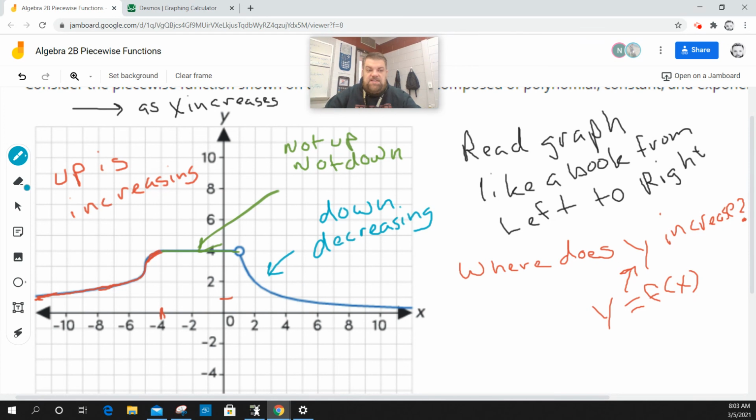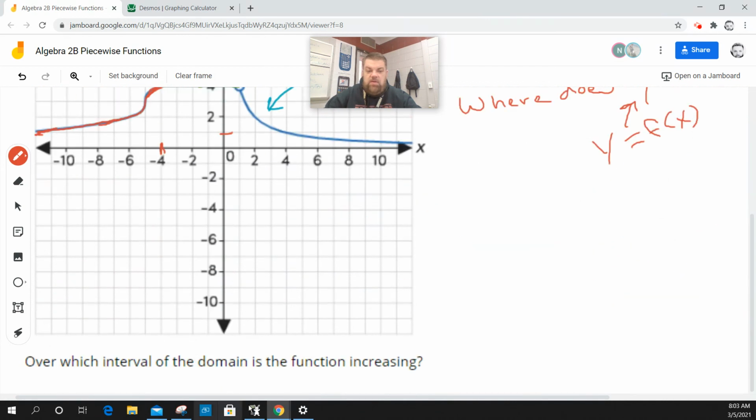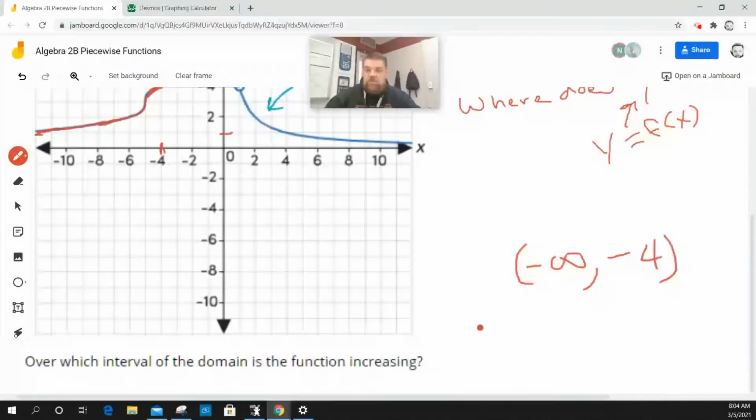So then what's the answer? Well, it's the interval of the domain is the question, right? At which interval on the domain? So it looks like it goes all the way to negative infinity in the x direction up to negative 4. And that's the answer.